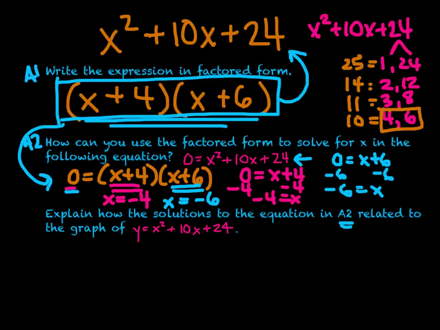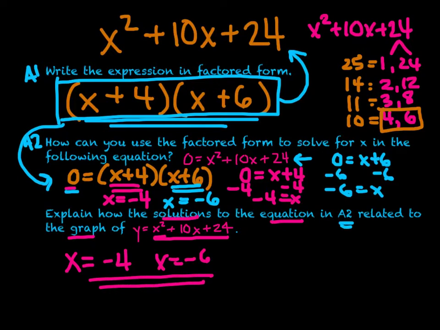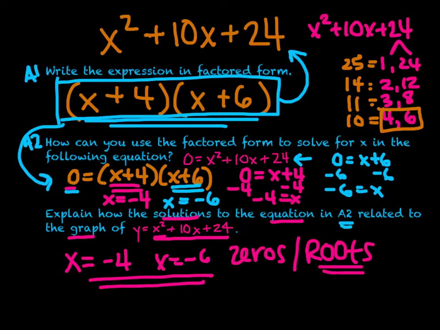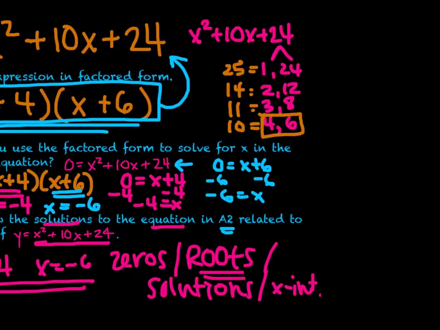Just thinking, especially from the last couple of problems we've done in the last videos, how are these solutions related to the equation of the graph? Well, I'm guessing that x equals negative 4 and x equals negative 6, I bet you these right here are zeros or roots or solutions, and therefore x-intercepts of our equation. We can be sure by actually creating a graph for this. So let's do just that.